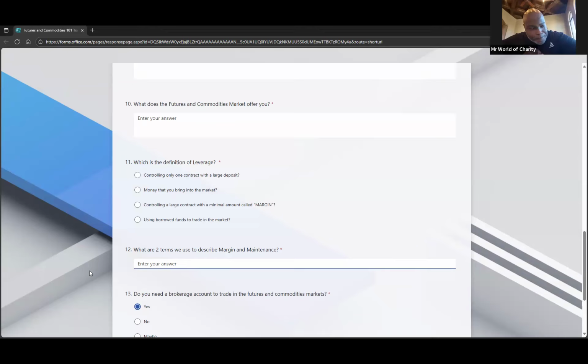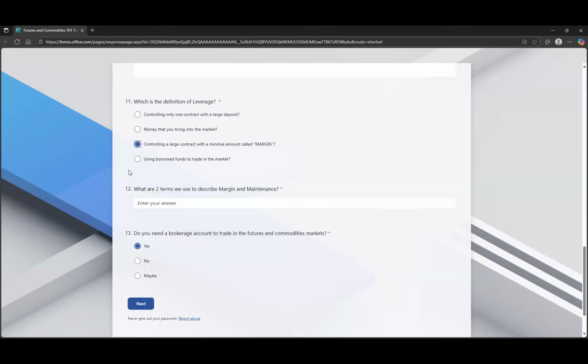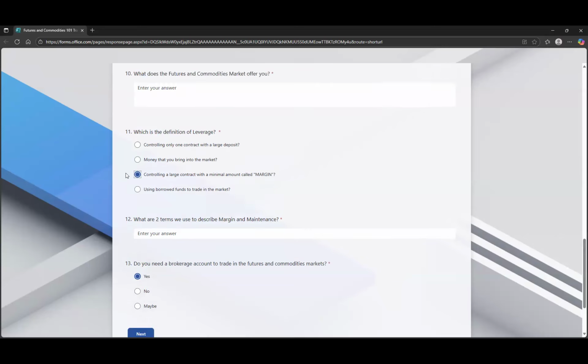Let's go, y'all. Come on. The one before the last one, I don't know whether it's D or C or whatever. Control a large contract with a minimal amount. Yeah, that's what I'm saying. I see. I got that one wrong. What did you answer? I answered the one for liquidity, money that you bring into the market. I see that it is wrong. Okay, that was very good, Inga. Thank you.